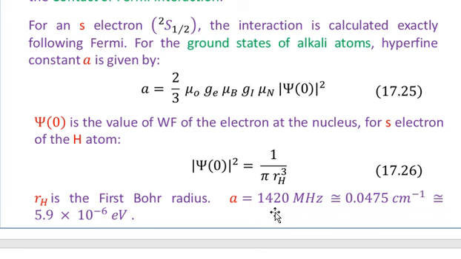If you substitute these parameters over here, that is the value of the first Bohr radius, then you can find out the value of this constant A from equation number 25 as A equal to 1420 megahertz, which is equal to 0.0475 centimeter inverse. And that is equal to 5.9 into 10 to the power minus 6 electron volt.